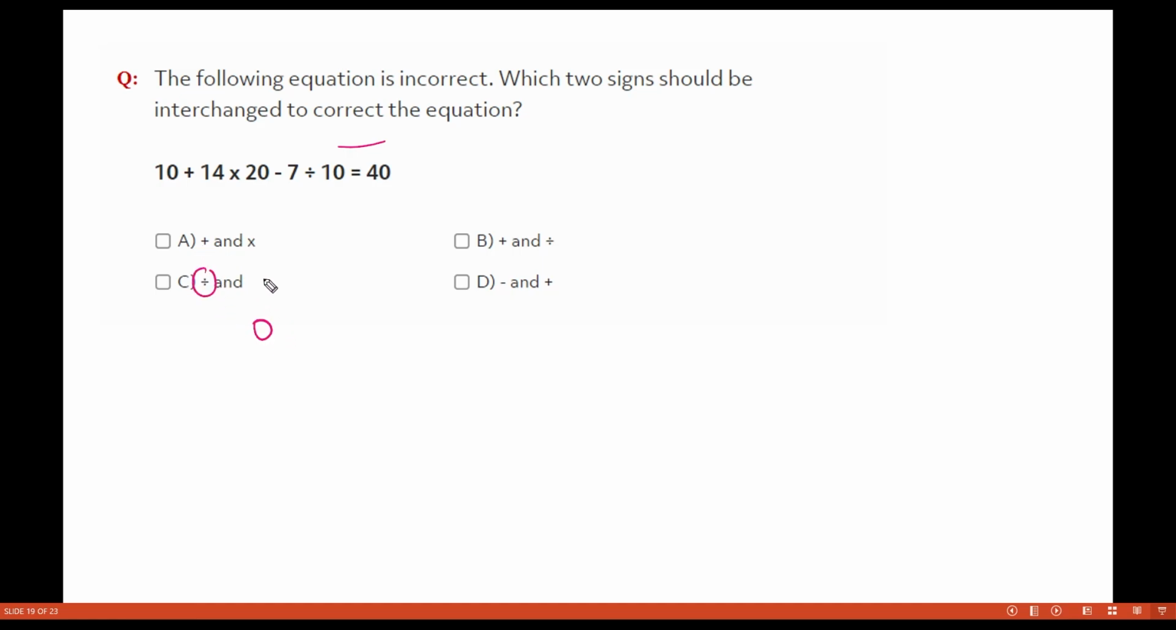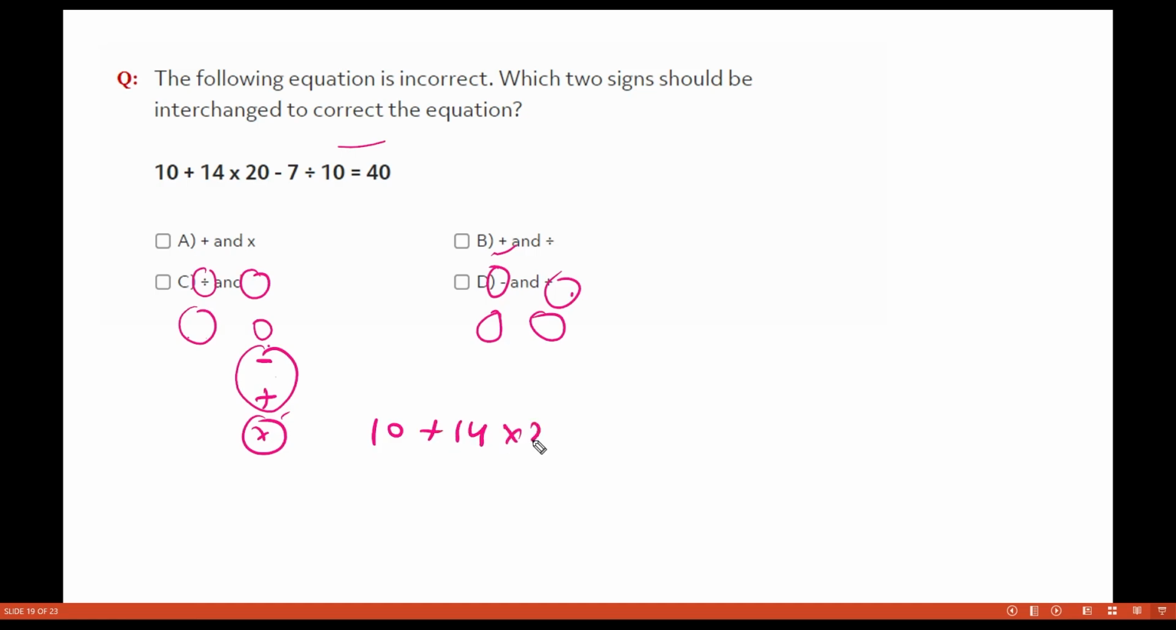So we have this positive sign and multiplication, positive sign and division, and positive sign and what? Division has to be replaced with what? So what else is left? Division can either be replaced by negative sign, or it can be replaced by, let's say, plus or multiplication. Fine. So either it could be minus or plus. So I didn't have the option for this. But we'll check it, and then we have either minus or positive sign. Okay. So we have 10 plus 14 into 20 minus 7 divided by 10 is equals to 40.